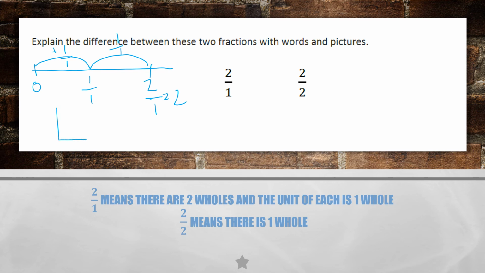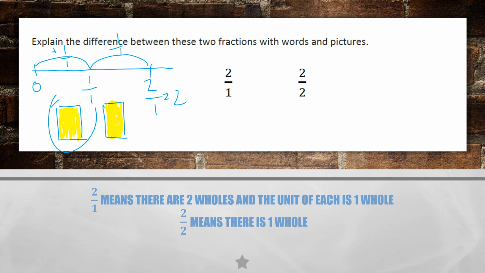You can show that in a diagram also. Remember, they're not partitioned at all, just that whole is just like that. And they're going to be completely shaded in if you have 2 over 1. Like this. So you see that you have 2 wholes.